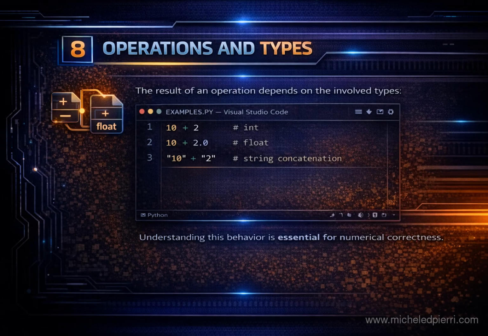Python follows precise rules to avoid mathematical ambiguity. Adding an integer and a float will always produce a float. However, using the plus operator between two strings will perform a concatenation, joining the texts instead of summing them.